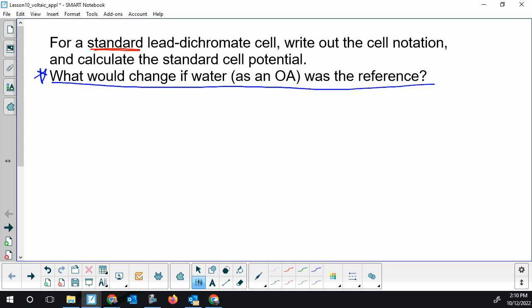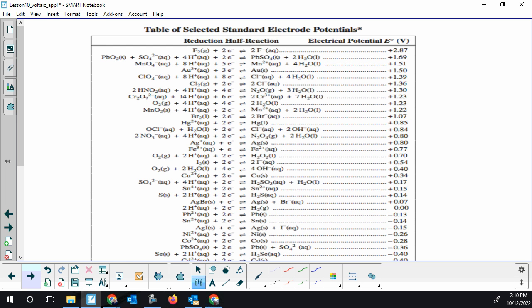So if we identify our 2 half reactions on a table, it talked about standard dichromate. So there's our dichromate. We've got all the chemicals in that half reaction. The other half reaction was the lead. And it's referring to a lead metal-based half reaction, not ion. So there's our lead as an RA, but we've got the lead ions also. So we have a standard cell with everything in those 2 rows.